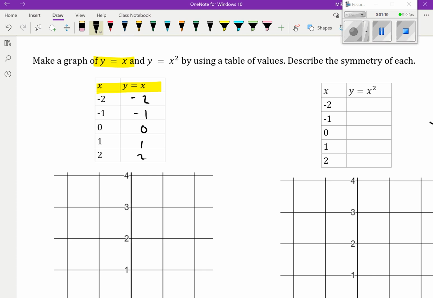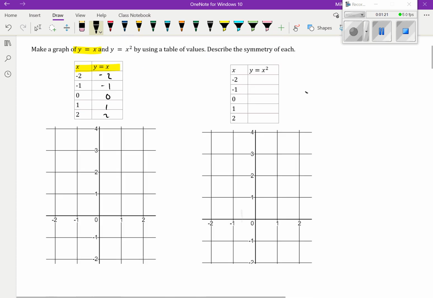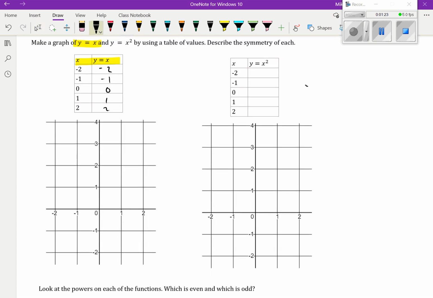And then if we go ahead and do a quick graph of that, let's see, at -2, we're -2; -1, we're -1; 0, 0; 1, 1; 2, 2, and it looks like we end up with a nice little line there. When we take a look at y equals x squared, let's go ahead and graph that one then.